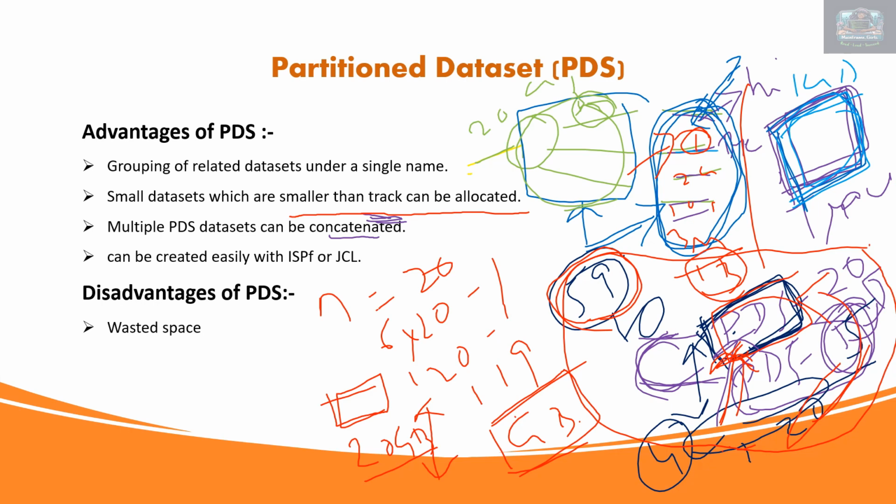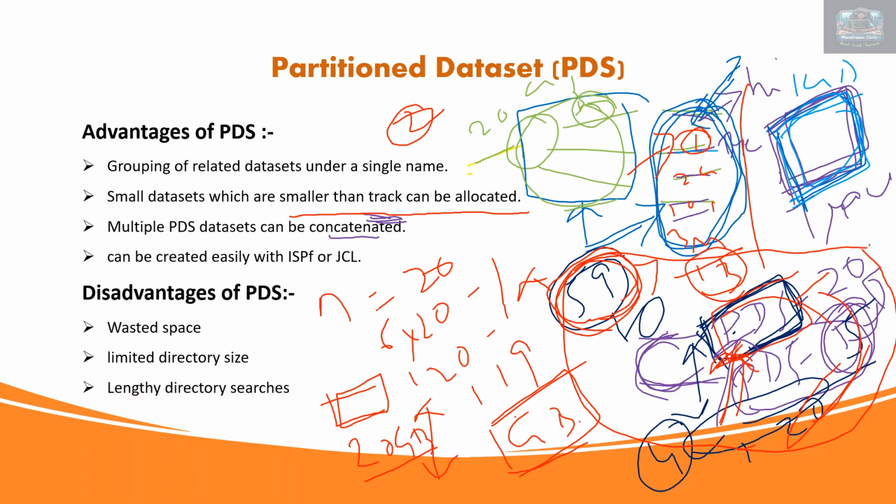The next one is limited directory size. As I told you, if it is 59, you cannot go beyond 59. You cannot create a 60th member in it. You can create only 59 members in it. You cannot create 60, 61, 62. If you have given directory blocks as 2, you can create only 6 times 2, 12 minus 1. That is 11 files. That's it, 11 members in it.